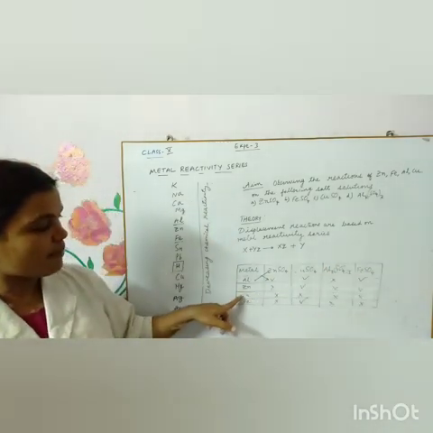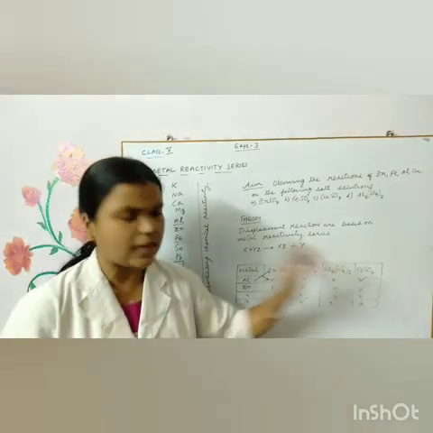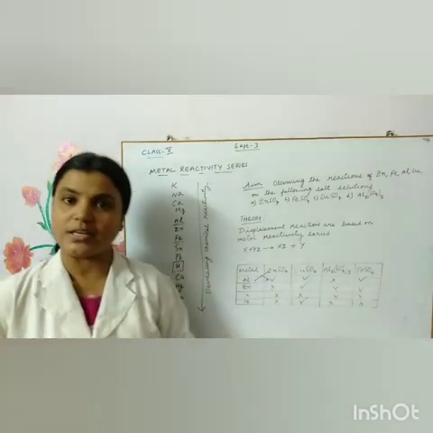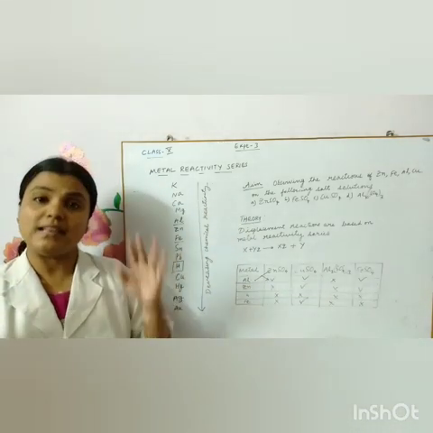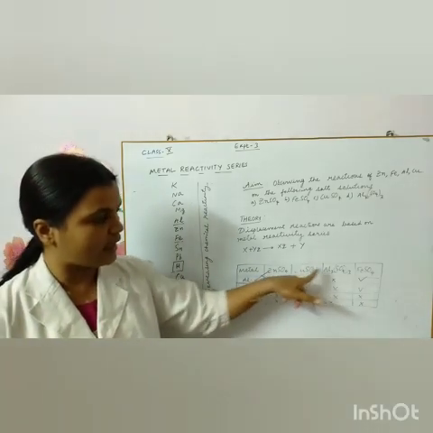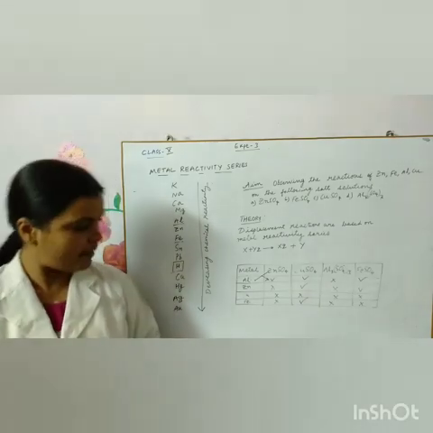So in a similar manner, if you see copper, it does not give any positive reaction in any case. You can see all the cross marks only. It shows that it is lesser reactive than any of these metals, zinc, aluminium or iron. It is lesser reactive than those three metals.